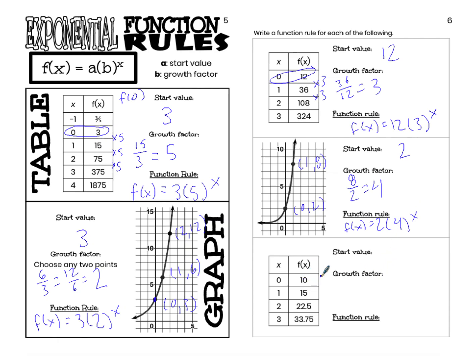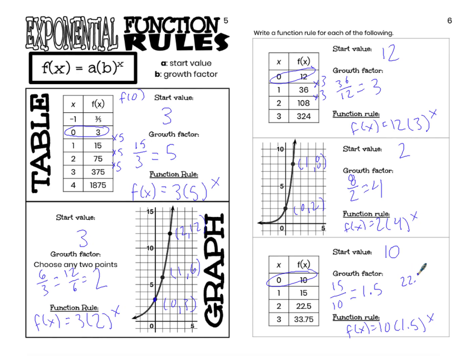Here's one where we start to see why we would need to do that division. Obvious start value of 10. Now the growth factor is a little trickier. It is 15 divided by 10, which is 1.5. So it is okay for a growth factor to be a decimal. So the function rule here is f of x equals 10 times 1.5 to the x.